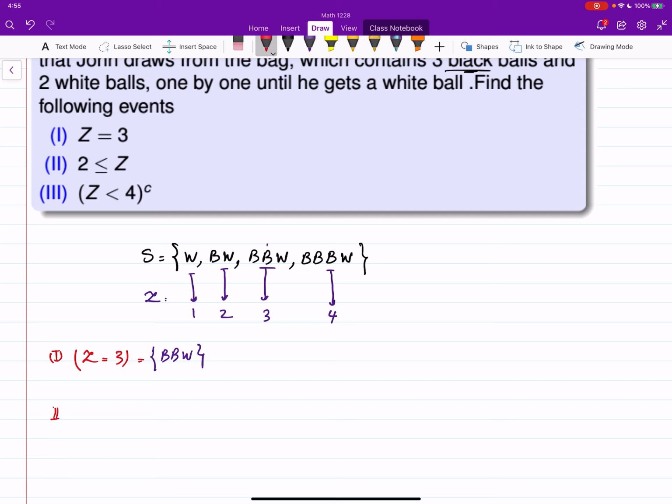How about Z being greater than or equal to 2? So here you see this is 2. We must include anything bigger than that. So this must be bw, bbw, and bbb and white. Yeah.